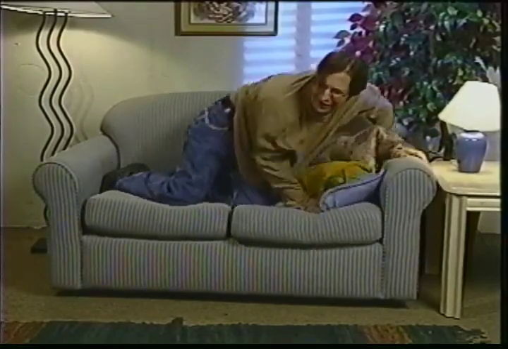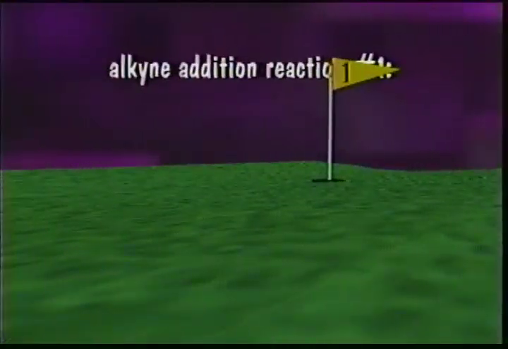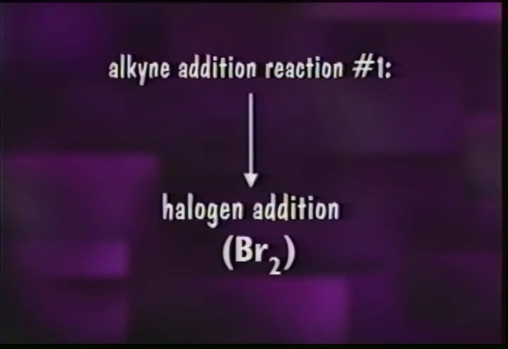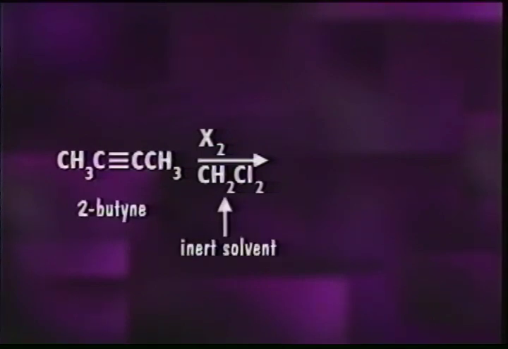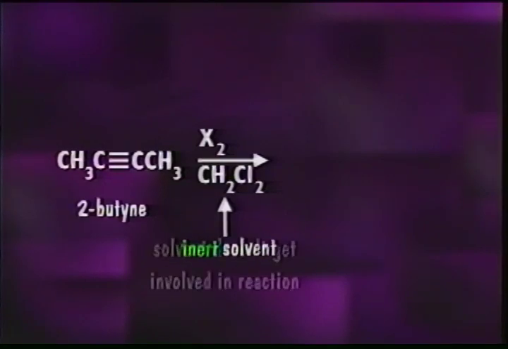No, I have not. Okay, alkyne addition reaction number 1. Halogen addition with bromine. The halogen, represented by X2, where X is chlorine or bromine, is added to 2-butene in an inert solvent like methylene chloride. All inert solvent means is that the solvent doesn't get involved in the reaction.